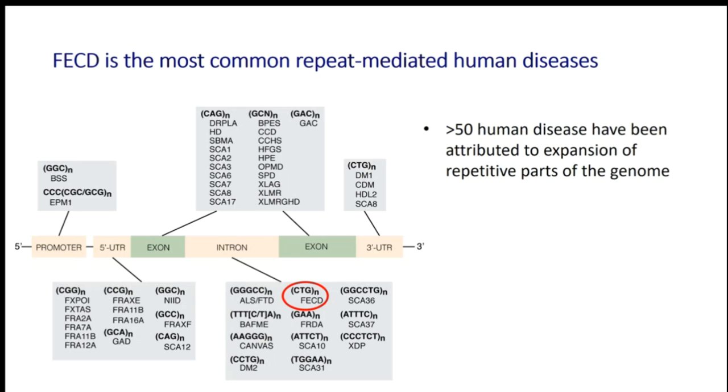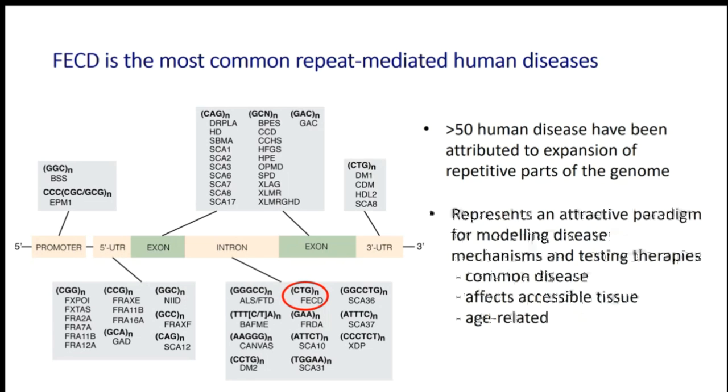It may be of surprise to you that Fuchs endothelial corneal dystrophy is the most common repeat-mediated human disease, and that more than 50 human diseases have been attributed to expansion of repetitive parts of the genome, but Fuchs has this privilege. In addition, it's an attractive paradigm also for neurologists and others for modeling disease mechanisms and testing therapies, because it affects accessible tissue and it's age-related.